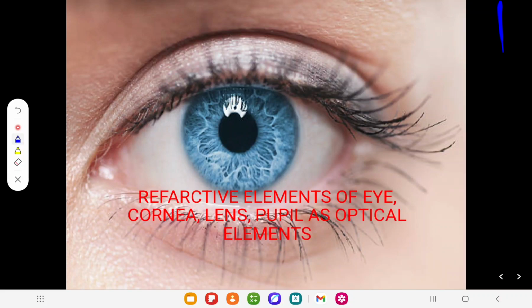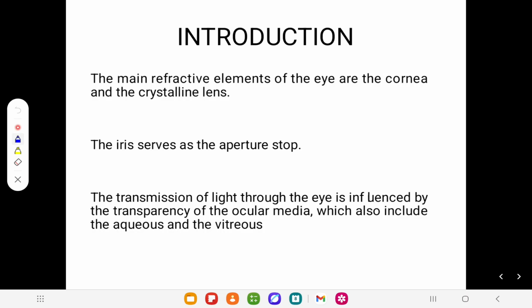Okay, let's start. Today I'm going to talk about the refractive elements of the eye, especially the cornea, lens, and pupil, and how they affect the total refractive power of the eye. I'm not going to talk about axial length, but I'm going to talk about the cornea, lens, and pupil. We are going to go deep into the optics of the human eye, the optics of the cornea, lens, distances and all these things.